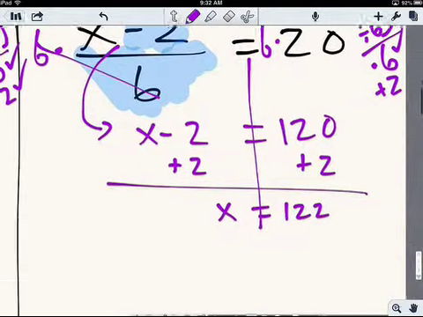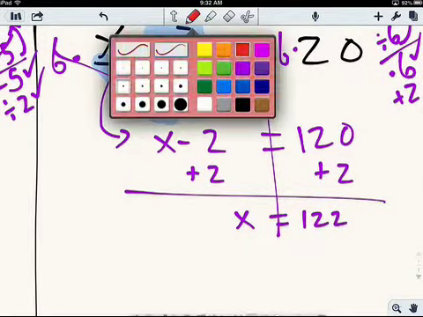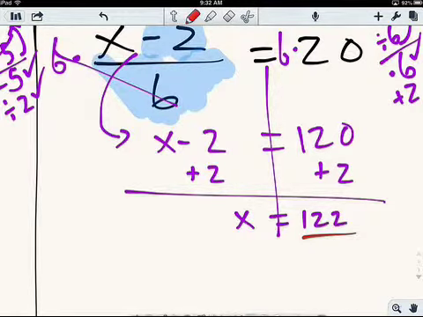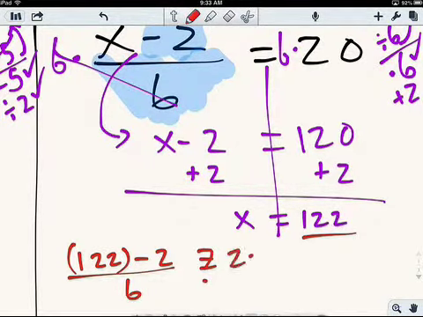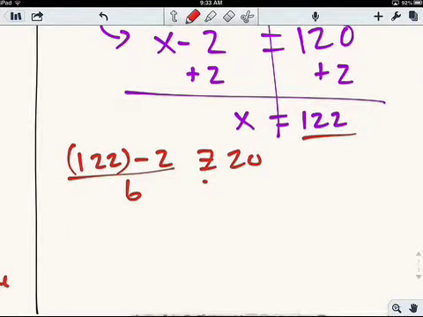So let's check to make sure I'm right. I have to take my value for x and plug it back in. So I'm going to take 122. I always plug back in with parentheses to make sure that I don't make any mistakes with negatives or something like that. 122 minus 2, over 6, and I'm curious as to whether that is equal to 20. Let's do a little arithmetic here. Order of operations says do the stuff on the top first because it's grouped by that division bar.